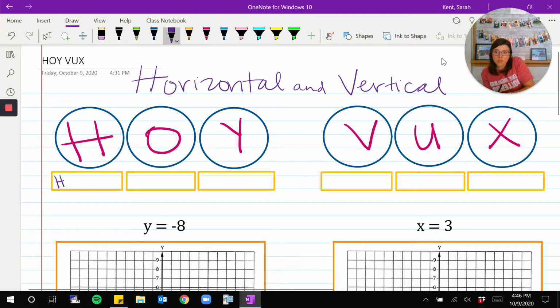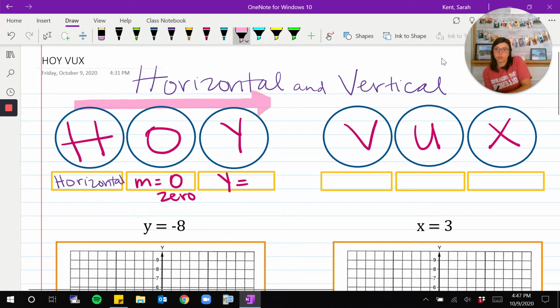See, a horizontal line. The slope is 0. The number 0. It is not no slope. It's the number 0 for our slope. And every equation will be y equals and then a number. So for every horizontal line that we have, the slope is 0 and the equation is y equals. So our horizontal lines, these are our lines that go side to side. So that is hoy, horizontal, 0 slope, y equals.